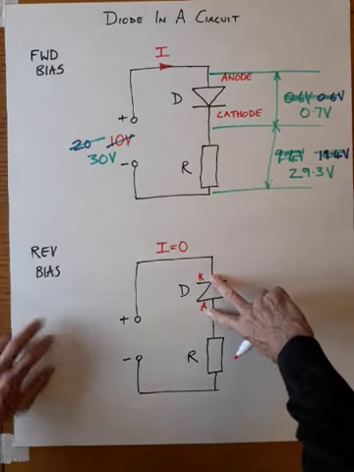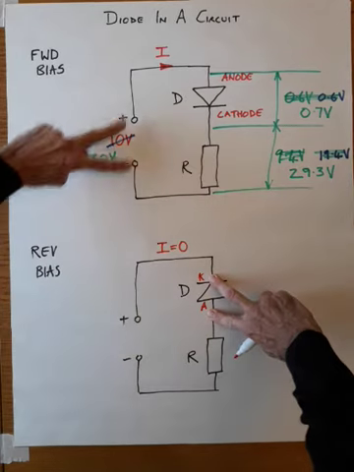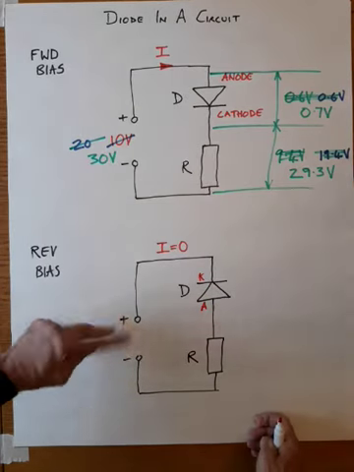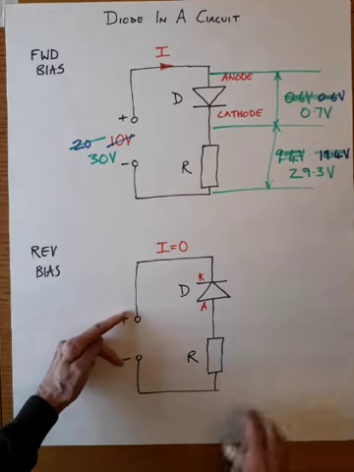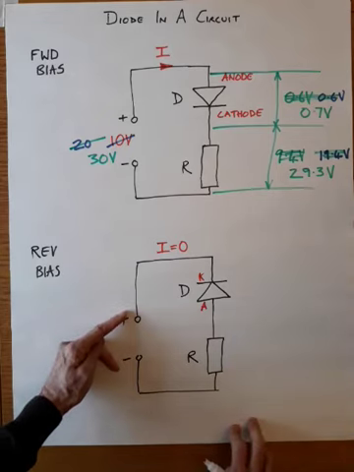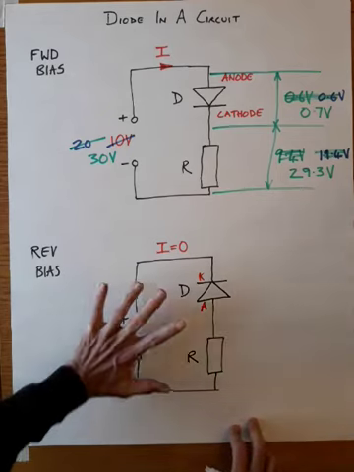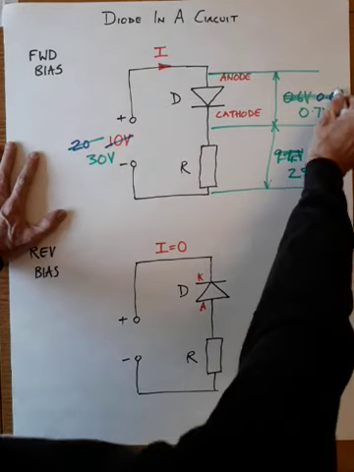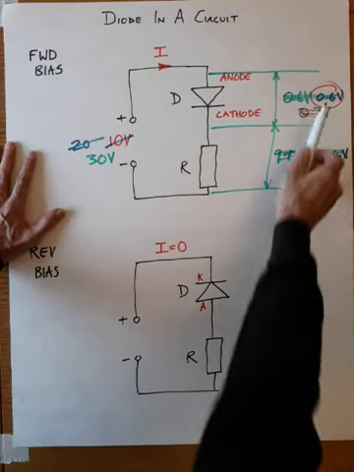I turned the diode around and I left the supply the same. I could have turned the supply around and left the diode the same. It would have had the same effect. Okay, reverse bias, forward bias. Remember the number of 0.6, that's crucial.